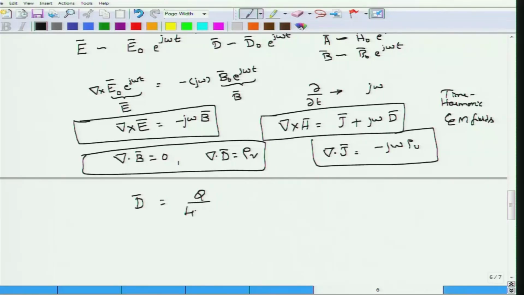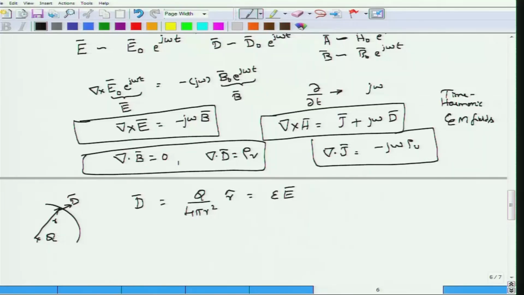field for the static case will be q by 4 pi r square in the direction of R. Of course, this D field would also have been equal to epsilon times E, where epsilon is the permittivity of the dielectric that you are considering. So, you have a charge here which is Q, and I am looking for the D field at distance R at this point, and this D field is given by this expression.